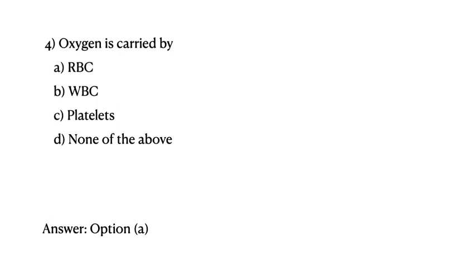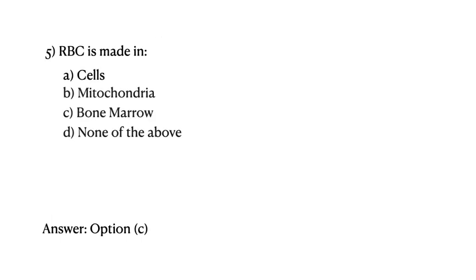RBC carries oxygen. But now tell me, if hemoglobin is also given here, which answer would you choose? Yes, definitely you are going to choose hemoglobin as the correct answer. But here for question number 4, option A is the correct answer, that is RBC, red blood cells. Question number 5. RBC is made in: A. Cells, B. Mitochondria, C. Bone marrow, D. None of the above. Now children, here option C, bone marrow, is the correct answer. RBC is made in bone marrow.